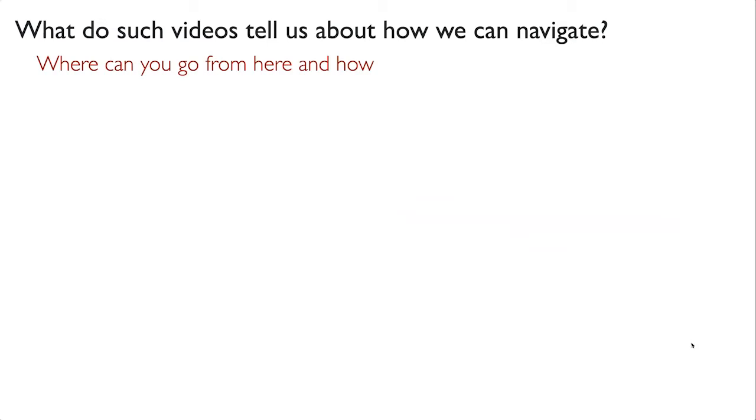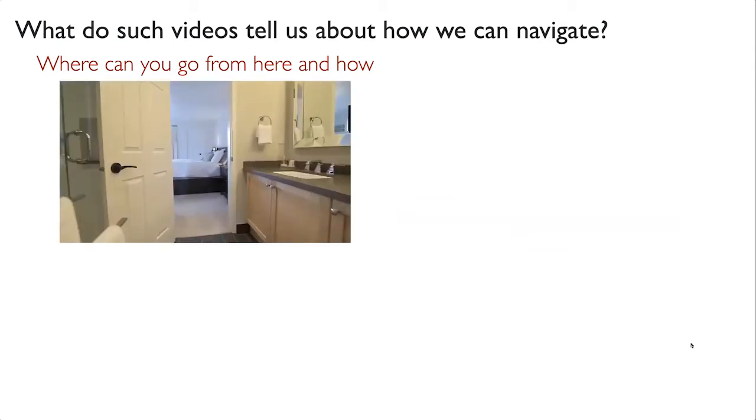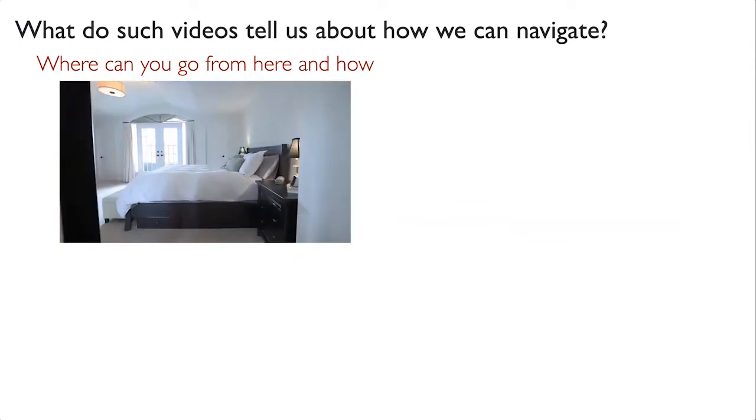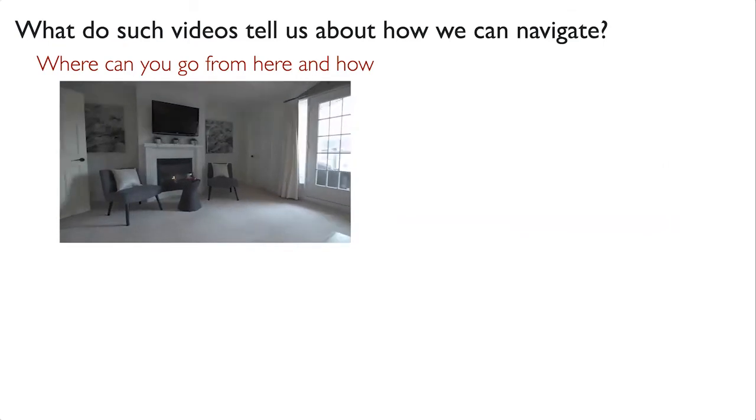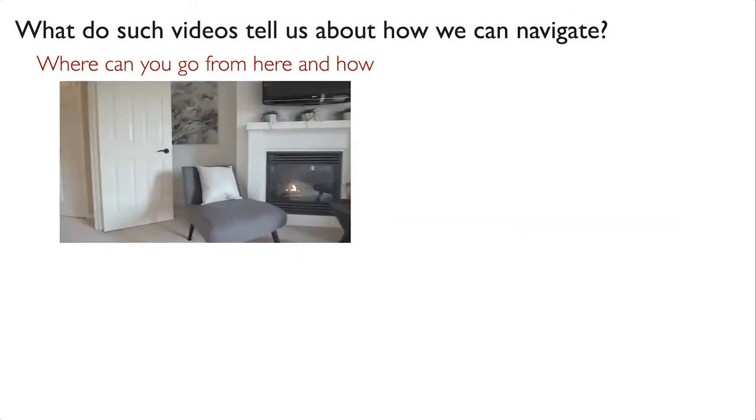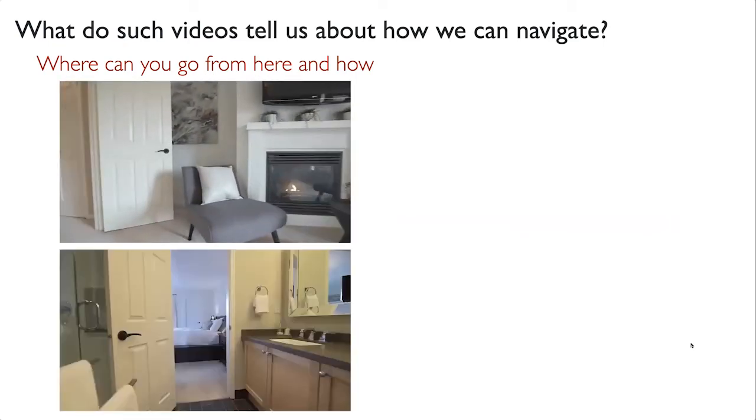The first place where videos can help us navigate is that they can show us where you can go from here and how. So I showed you this picture. Now, in this video, if there was a recording of someone walking out of this room and turning to the left, that tells you that at this location, in this particular scene, you can go out and turn left. That's a feasible trajectory. So watching videos tells us about what is behind obstacles, if you will.